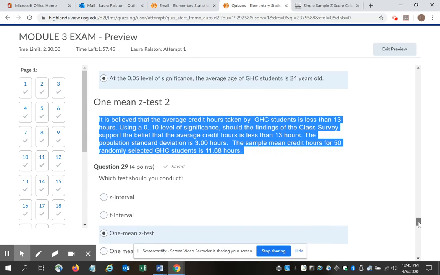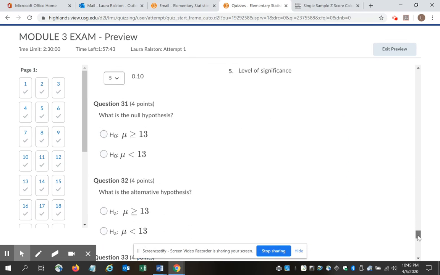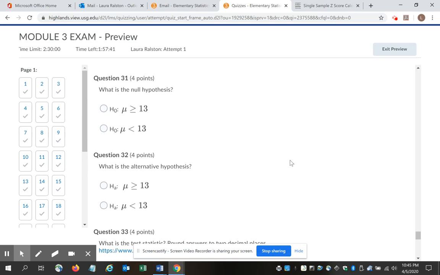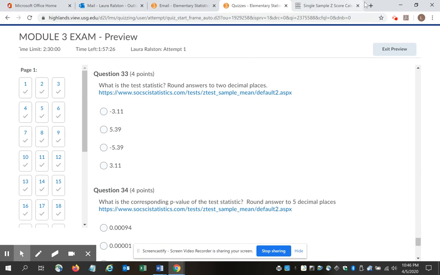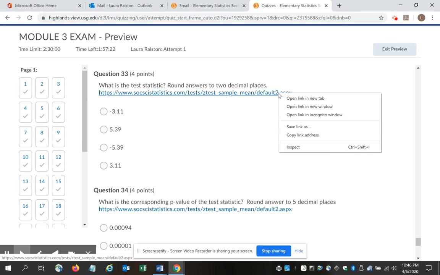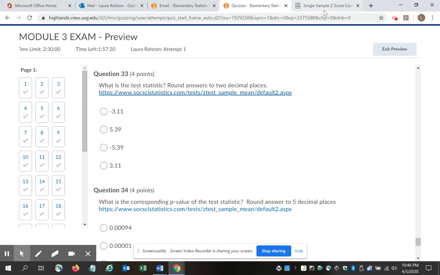Okay, so I'm going back to the quiz. And again, when I go to choose my null hypothesis and alternative hypothesis, guys, if you remember that the null had to have equal in it, you had to pick the right one. And then the alternative is the opposite, which is less than. Then it says, what is the test statistic? And again, guys, I give you the link. So we open it in a new tab.